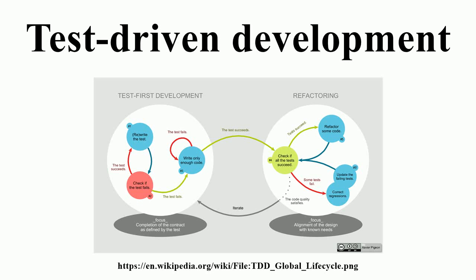Test-driven development is a software development process that relies on the repetition of a very short development cycle. First, the developer writes an automated test case that defines a desired improvement or new function, then produces the minimum amount of code to pass the test, and finally refactors the new code to acceptable standards.